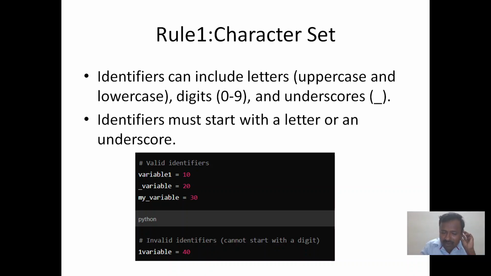Now coming to the invalid one, the starting character completely fails to satisfy rule 1. What rule 1 is saying is that the starting character must be either a letter or an underscore. But here the starting character is 1. That's why 1variable is not a valid identifier. It is an invalid identifier.